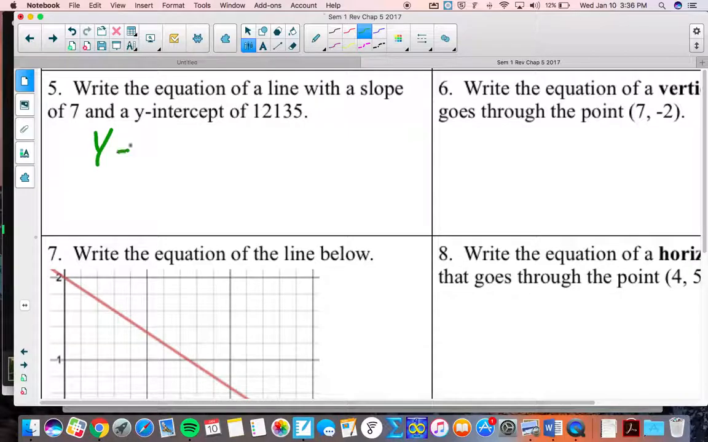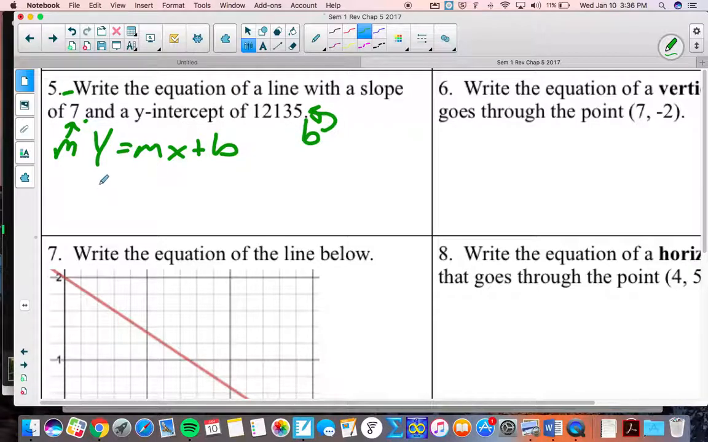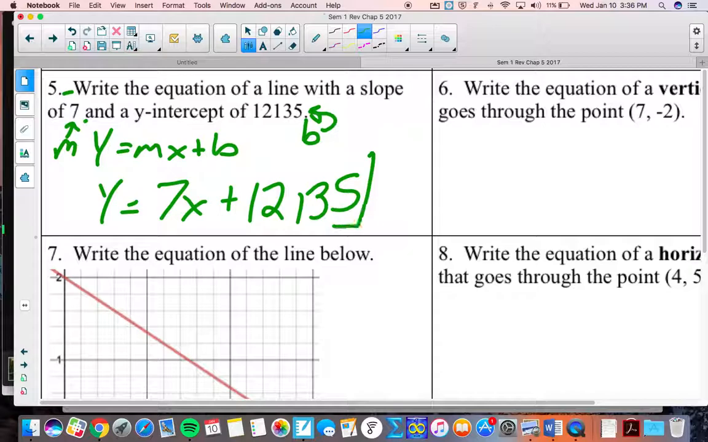Number 5 says write the equation of a line with a slope of 7 and a y-intercept of 12,135. So the slope is your m, and the y-intercept is that huge number. We just simply substitute these in, because now I actually have the slope and the y-intercept. So this is really easy. Y equals 7x plus 12,135. Done.